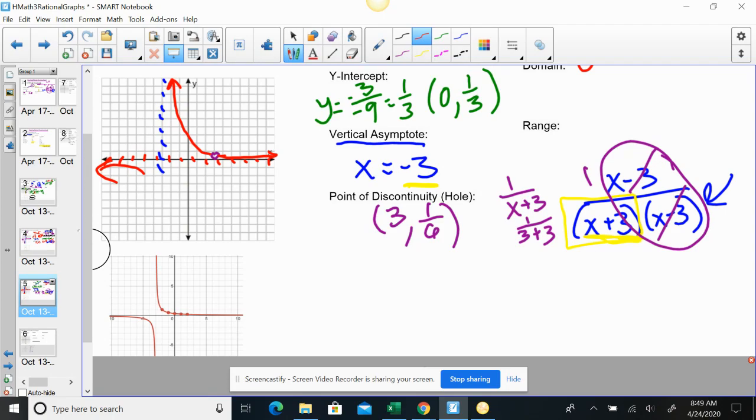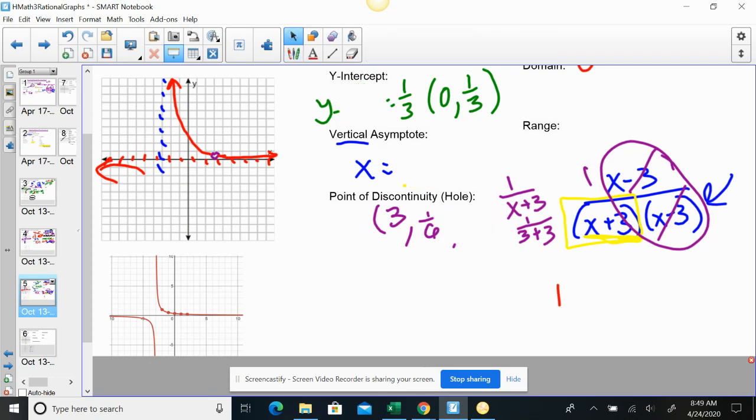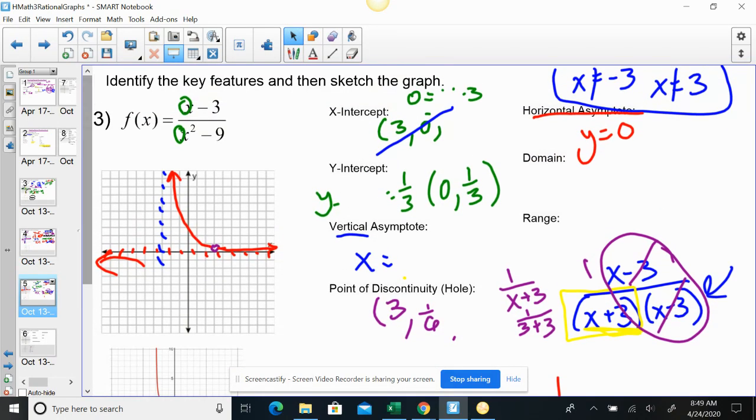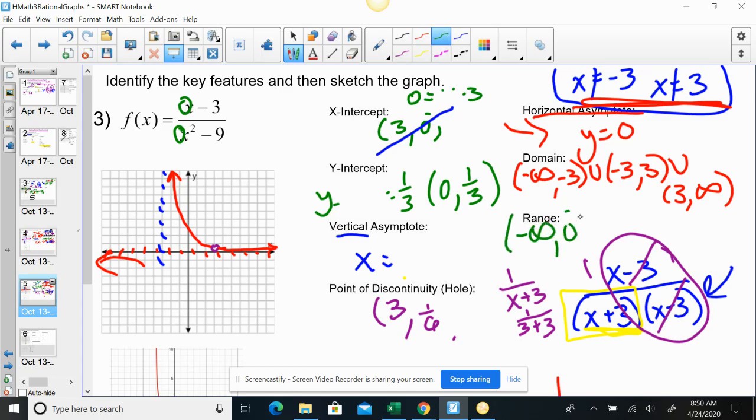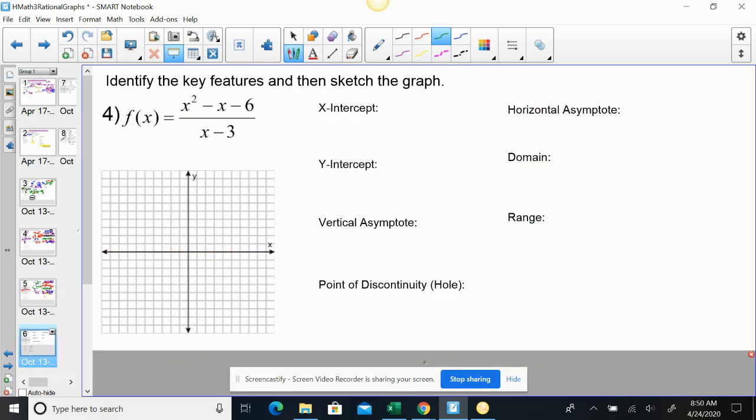All right, so your domain is going to be all real numbers except those restrictions. So I'm going to say negative infinity to -3, union -3 to 3, union 3 to infinity. I just can't have x equal to this. Y can be everything except for the horizontal asymptote, so your range is going to be negative infinity to 0, and then 0 to infinity. All right, example 4.